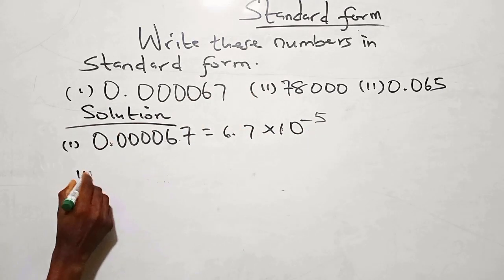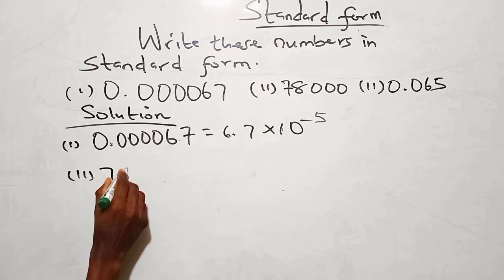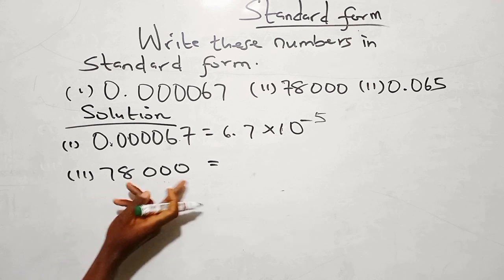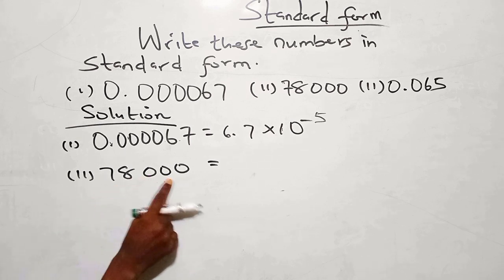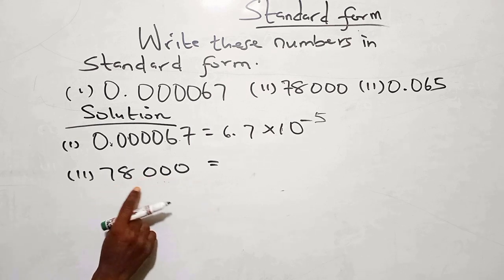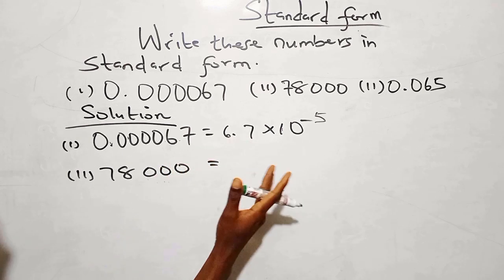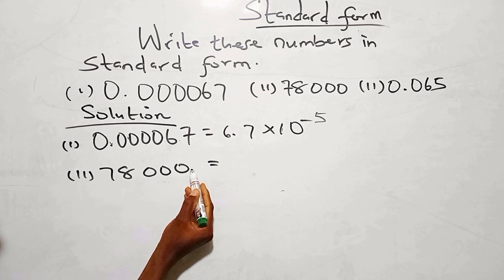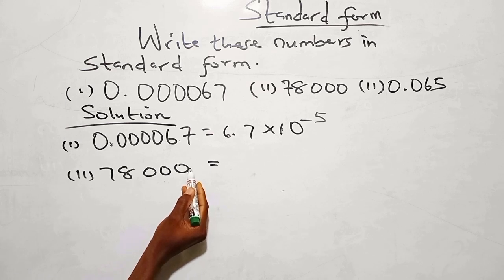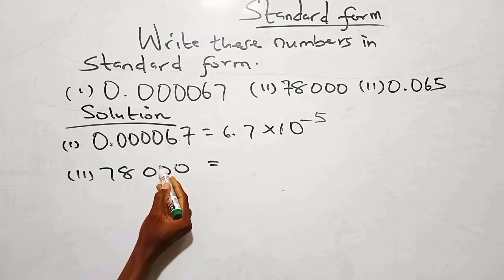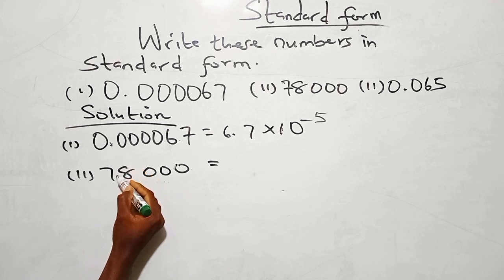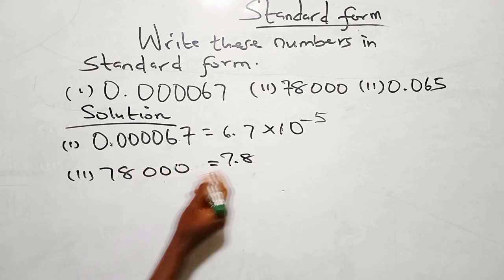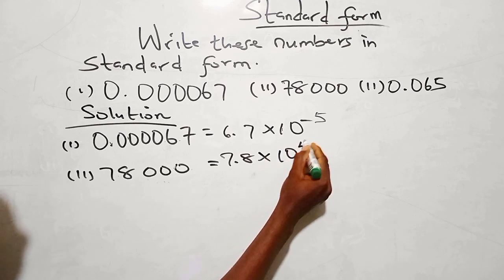Now number 2, here we have 78,000, and we have to write this whole number. This is a whole number because we don't have a decimal point. So how do we write a whole number in standard form? We assume we have the point somewhere here, and we do our counting: 1, 2, 3, 4. So we have here 7.8 times 10 raised to power 4.